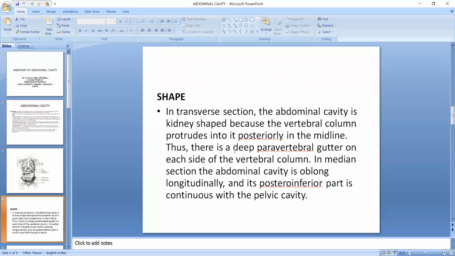Shape. In transverse section, the abdominal cavity is kidney shaped because the vertebral column protrudes into it posteriorly in the midline. Thus, there is a deep paravertebral gutter on each side of the vertebral column. In median section, the abdominal cavity is oblong longitudinally, and its posterior inferior part is continuous with the pelvic cavity.